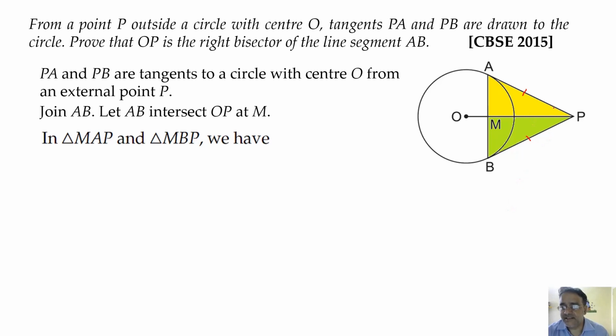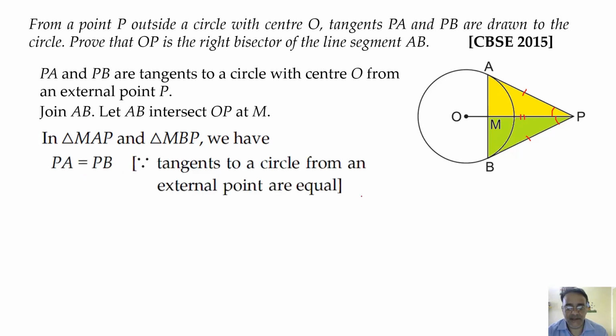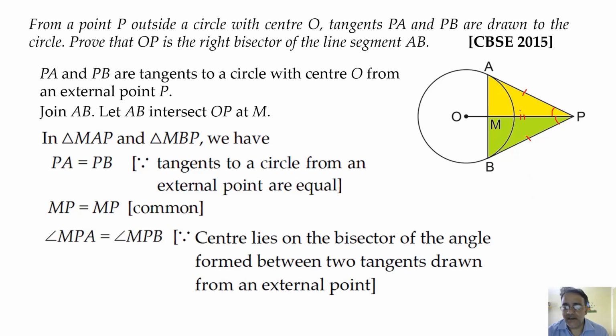Now, next, these two angles are equal. Why? Center lies on the bisector of the angle formed between two tangents drawn from an external point. Okay, and this is common, right? So let us start with PA is equal to PB. Second, MP is equal to MP, common, and the third one is these two angles are equal. So using which rule are these two triangles congruent? SAS congruence rule. Very good.